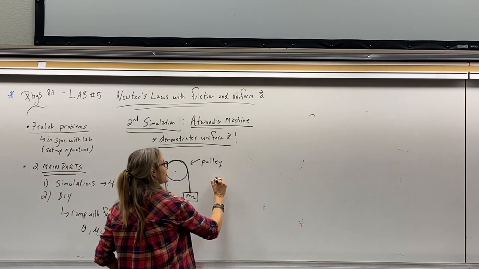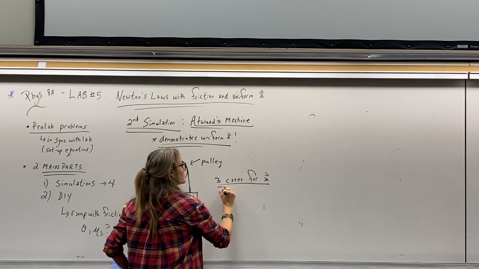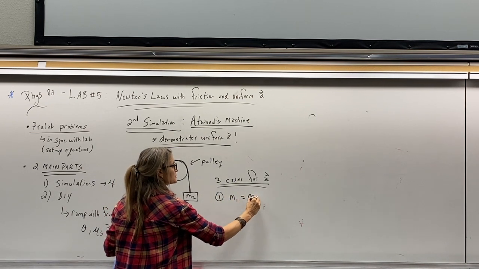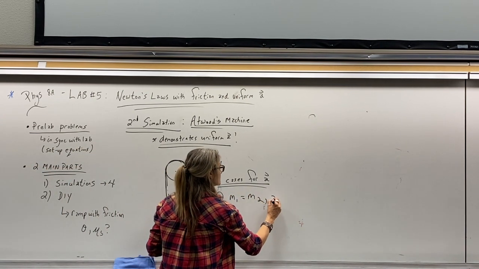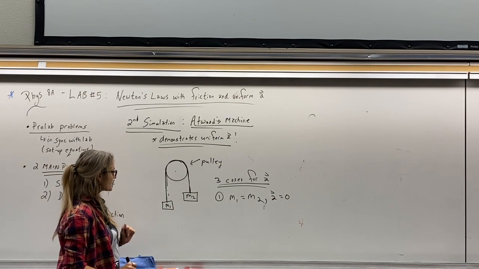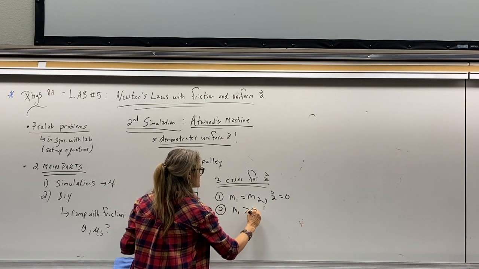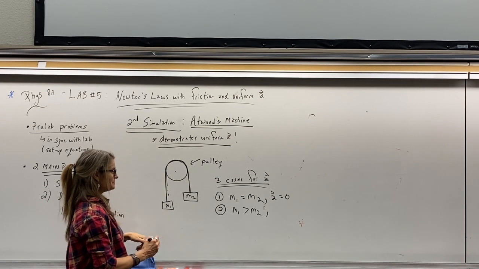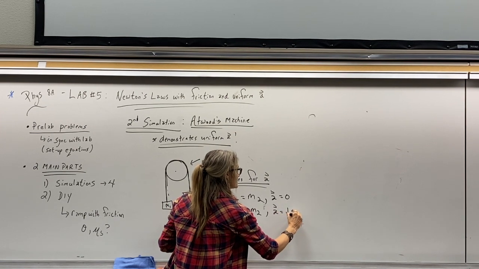So we have three cases for our uniform acceleration. Number one is if mass 1 equals mass 2, you could intuitively see that the acceleration is going to be 0. We should get no motion, right, on this Atwood's machine. And in the second case, if M1 is greater than M2, then we have acceleration of mass 1 going down. Okay, so the acceleration will be down in M1's direction.